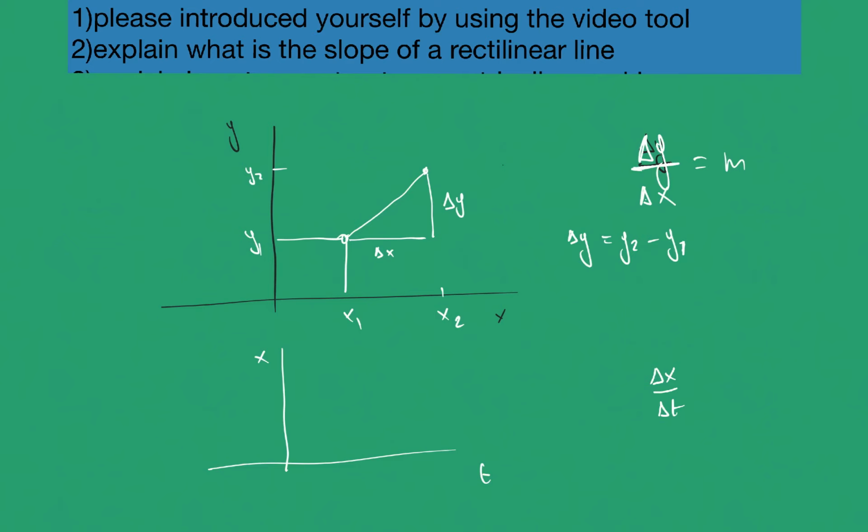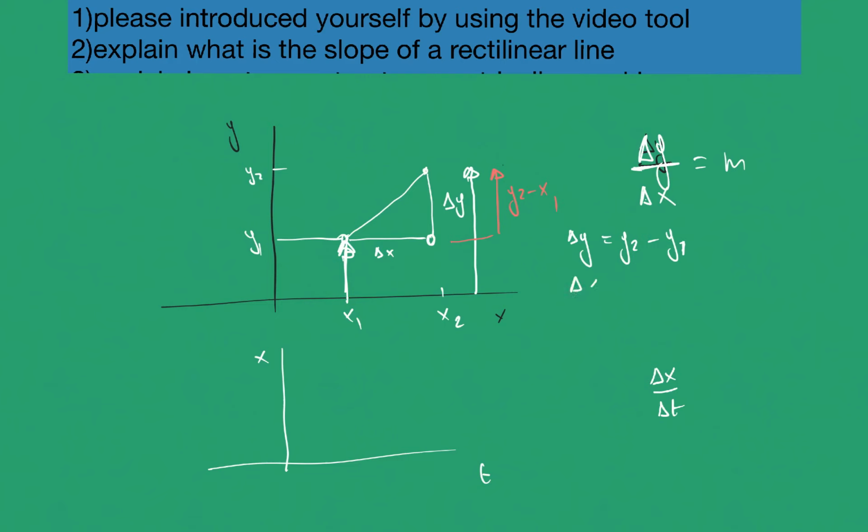What is y2? Y2 is all this height. What is y1? Y1 is all this height. So what is y2 minus y1? Y2 minus y1 is this height. Y2 minus y1.